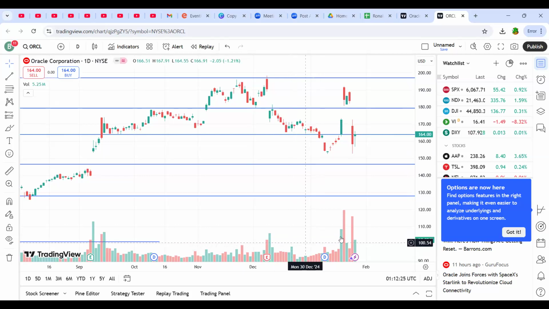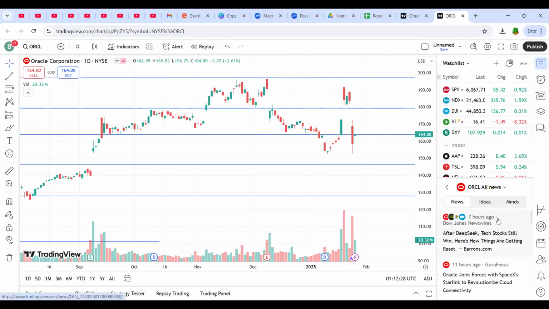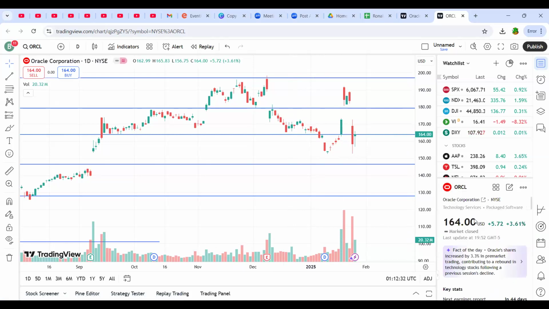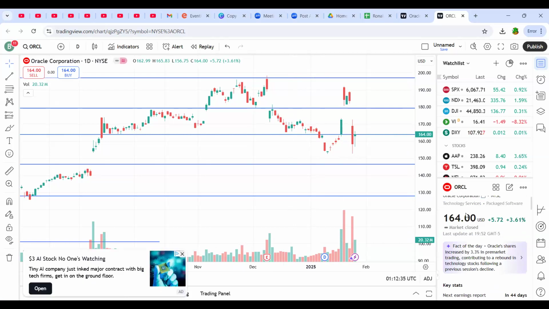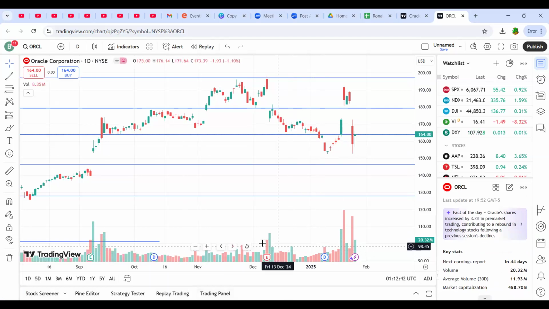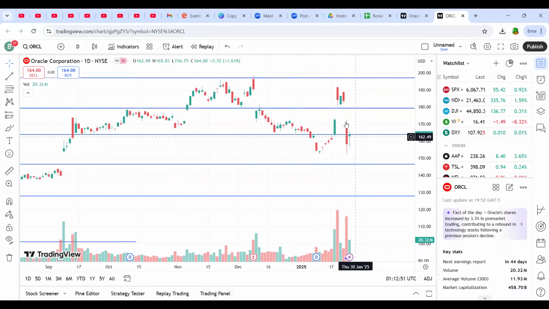Now, one thing that TradingView could also help you with, it says here, Oracle over here on the right. Next earnings report is in 44 days. So you know how this stock tends to react with earnings. If they're on track to have a good earnings report, what you think gonna happen? Because now, if you look at the chart, it's 164. We already see it's been up here in this range, trading between 180 and nearly 200.